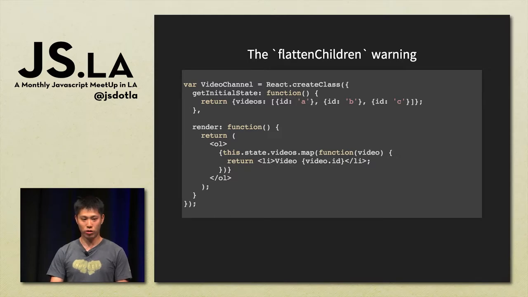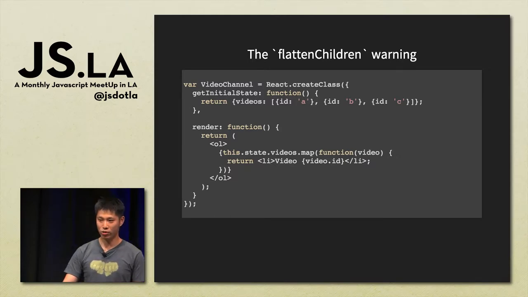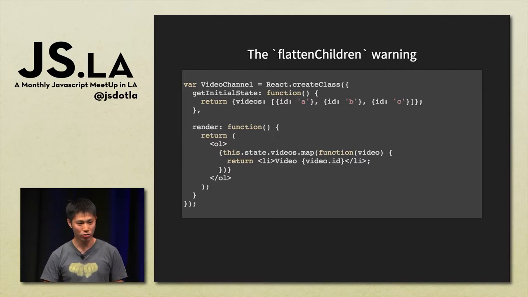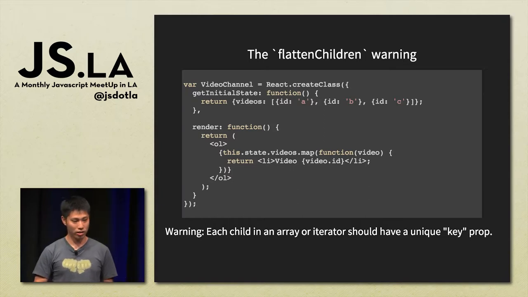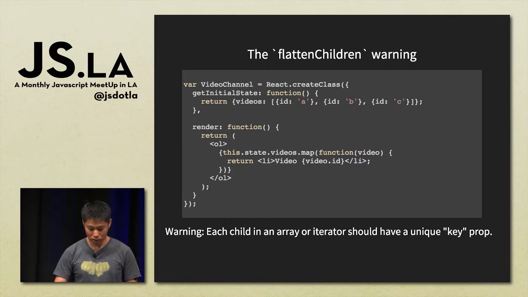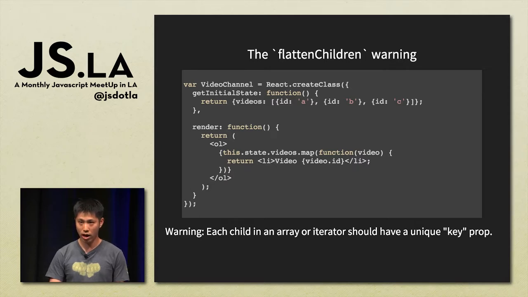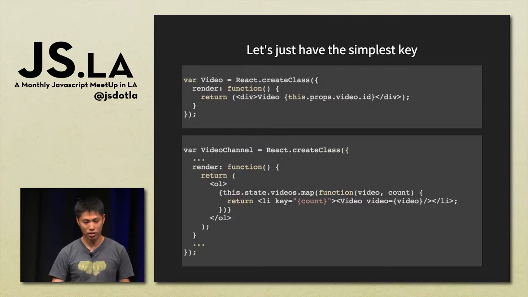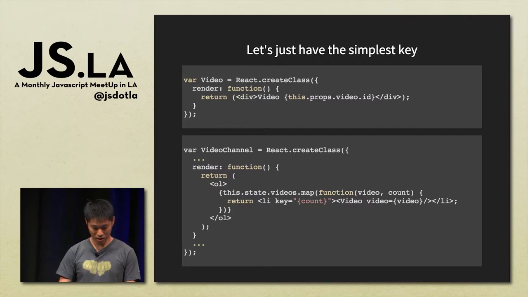I'm sure anyone who has been using React has seen this error, the flattened children error. It happens when you're trying to render a list of objects into an array, and you forgot to put the key in the array entries in your markup. It says that each child in the array needs a unique key, which means the li here. So usually, what would you do? One of the simplest keys we have is just the array index, right? So let's just put the array index as the key here, and it works. It removed the warning for you.